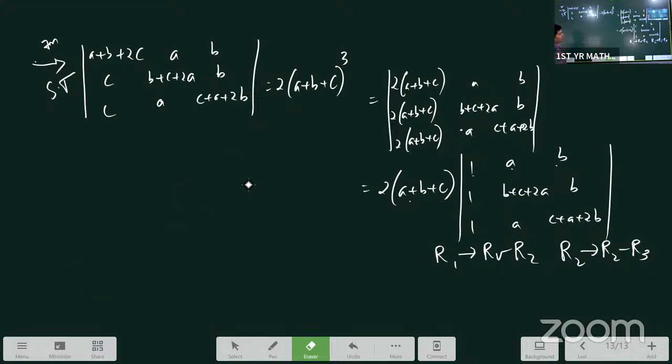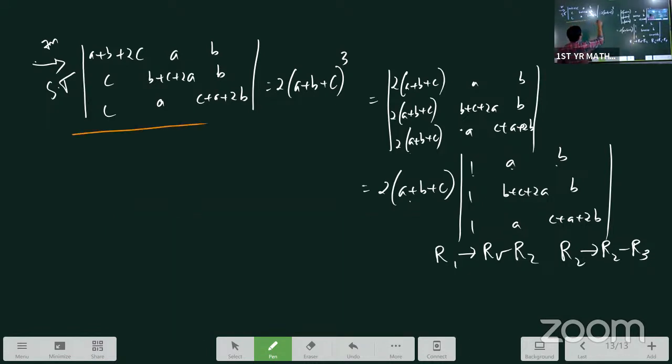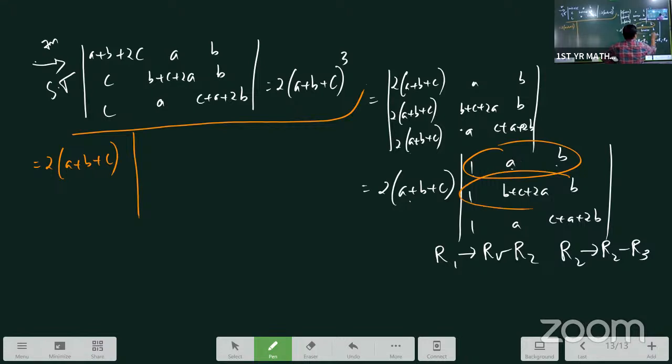So R1 tends to R1 minus R2. Now please apply that part. That is 2 times of a plus b plus c as it is. Now I am applying R1, this is your R1 minus R2. Means 1 minus 1, what I'm going to get is 0. Next it is 1 minus 1 is 0.